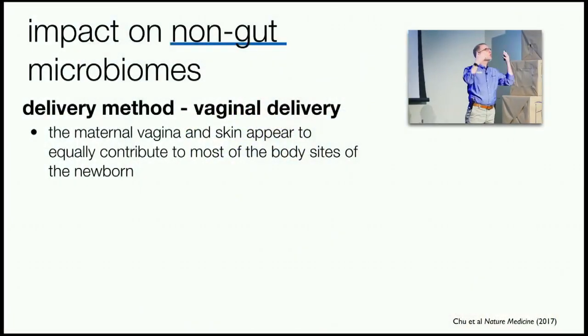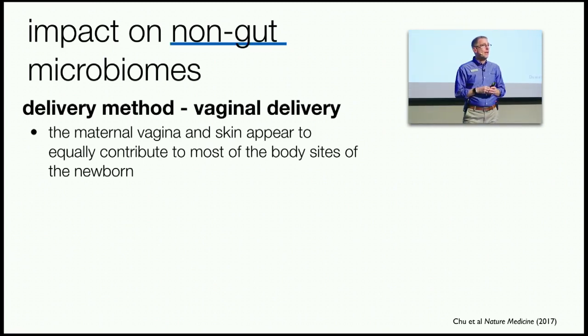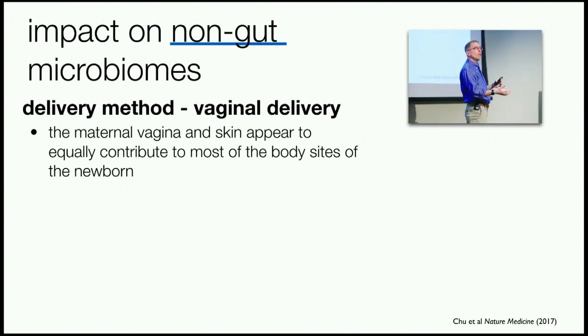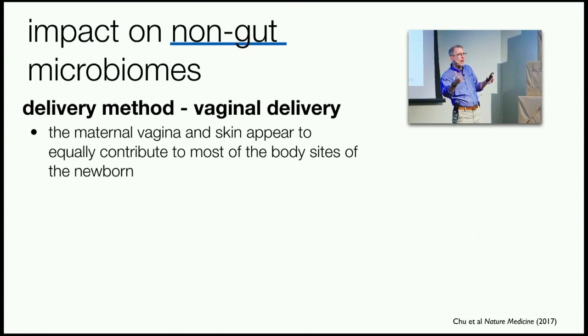All right, let's start by talking about the impact on your non-gut microbiome, so your skin microbiome. One of the key places where this is different is the way that an individual is born: if they are born vaginally, through the vaginal tract, or if they are born by C-section. Being born through the vaginal tract gives you what is called your bacterial baptism. It is your first exposure to the bacteria that are present in the lining of the womb. If you look at newborns that are born vaginally, the microbes on their skin shortly after birth seem to be about half corresponding to bacteria present in the vagina and about half corresponding to bacteria present on the skin.